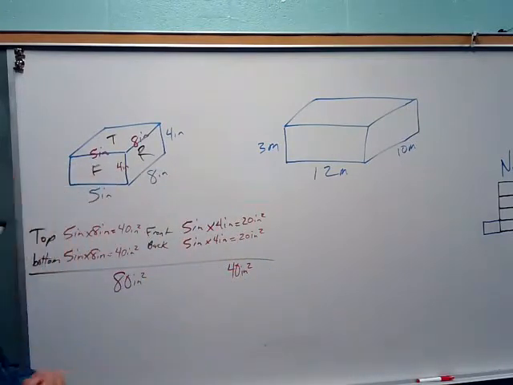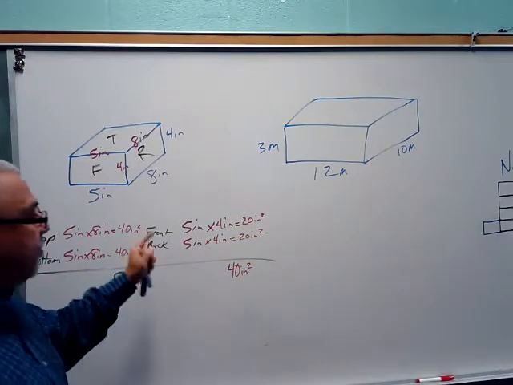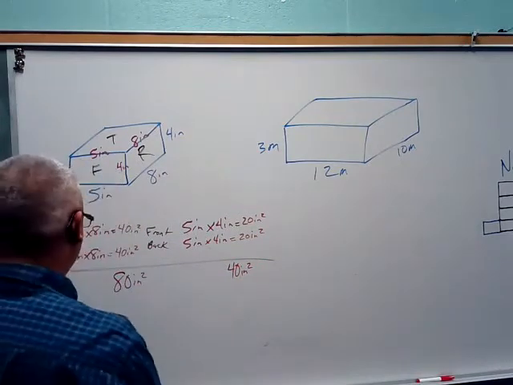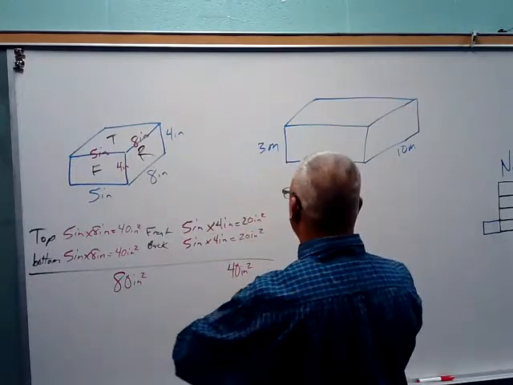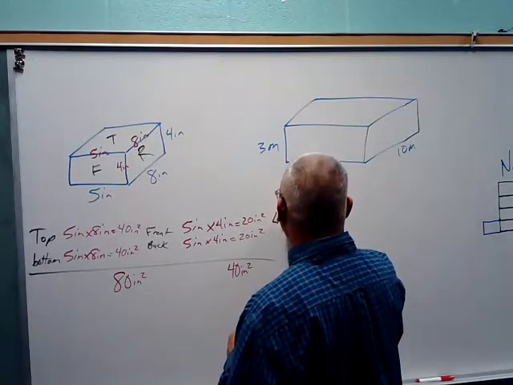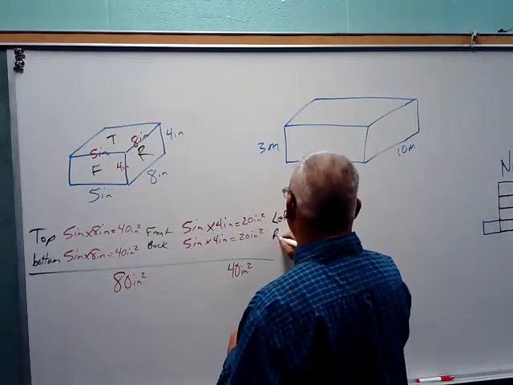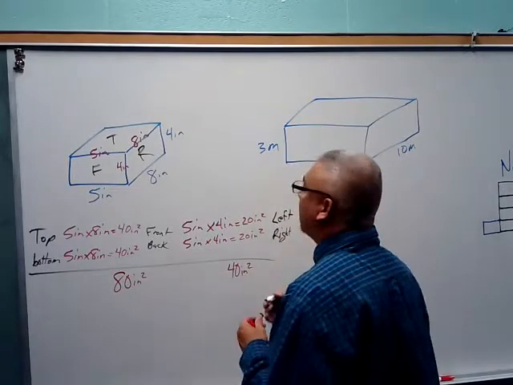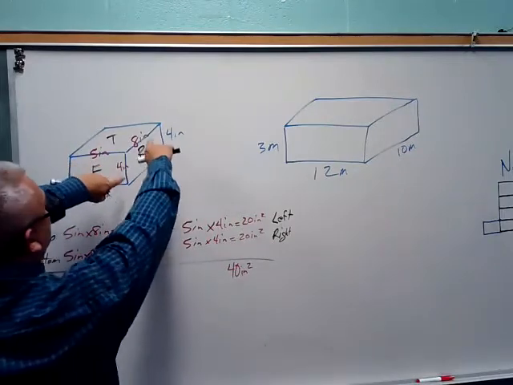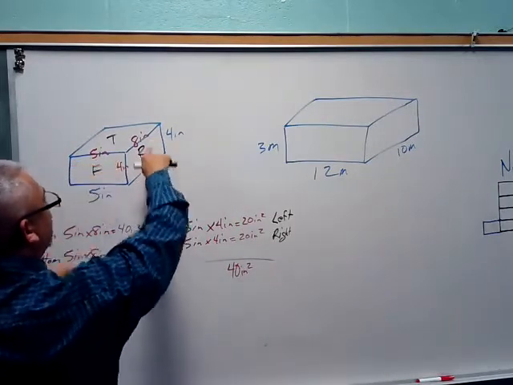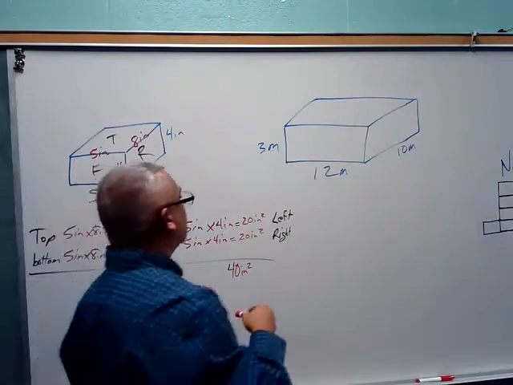Okay, I got top and bottom, front and back. What am I missing? Oh, you're missing your left and right, your sides. So, left, right. Okay, so my left, what numbers am I going to use? Oh, hey, here's my right side, it's exposed, so I got 4 times 8.